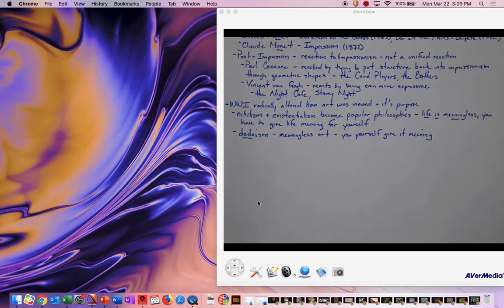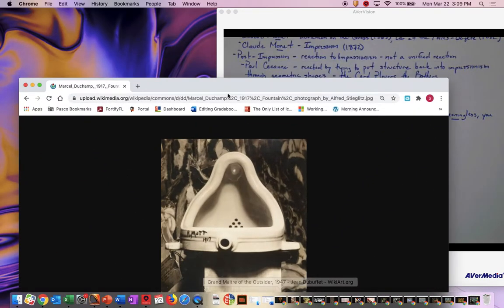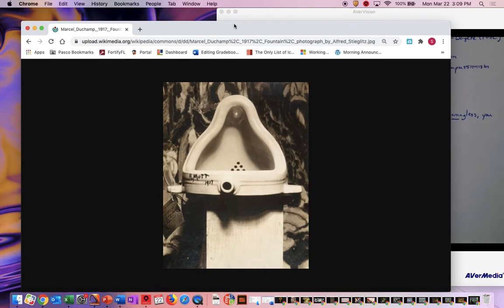So, for example, this is a very famous piece of Dadaist art. This is by Marcel Duchamp, and it's simply called Fountain. It's a urinal, but he signed his name to it, which isn't actually his name. He signed it R. Mutt, but it was by Duchamp, and he says this is art because he says it's art.